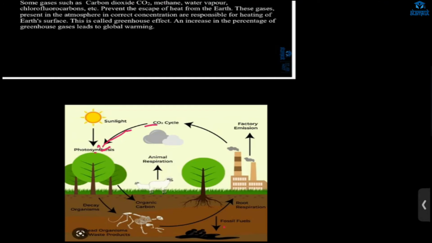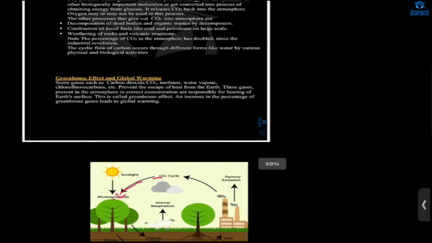Then it will form fossil fuel. Again from fossil fuel we make fuels, right? For the industry, and there will be again emission, again carbon dioxide will be formed. And what is this? This is the carbon cycle.